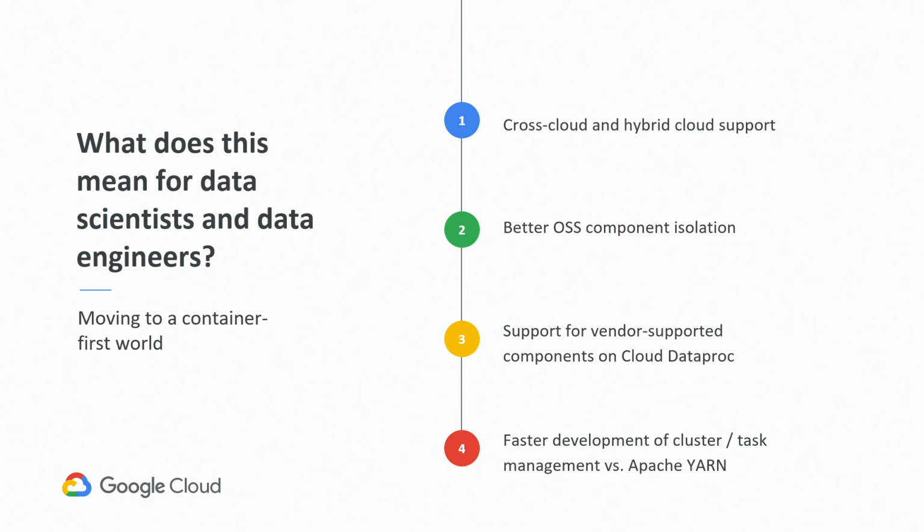The goal is not to lock you in and make life difficult. Second, you want better component isolation. So if you're using something like Spark, you don't necessarily care about Pig and Hive and Oozie and all of these other things. You just want to use that one component. And we want to make that happen for you.